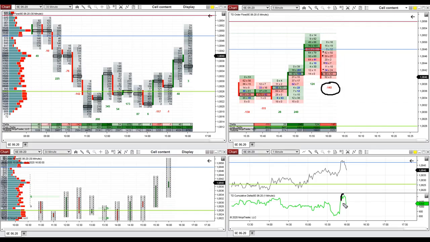Delta is dropping. You can see it also in here, as well as the price is dropping too. There are sellers jumping in, aggressive sellers. You can see that the sellers are way more aggressive than the buyers. The sellers took over. The buyers ran out of fuel in here in this absorption.